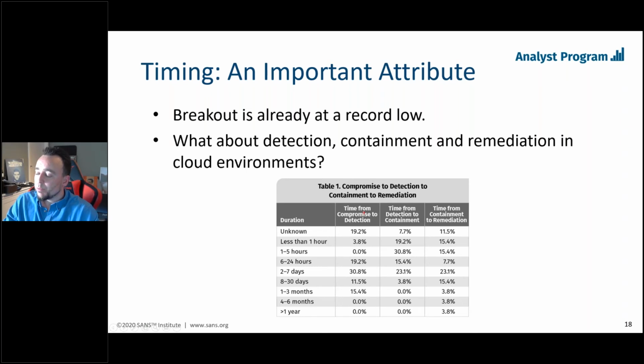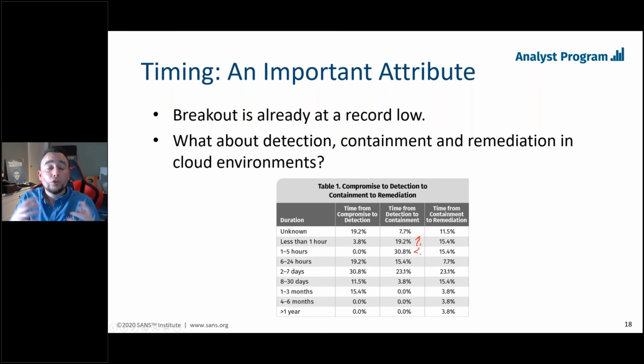So you can see that when we go from detection into containment, we're seeing that 30% of the incidents are contained after 1 to 5 hours, and less than an hour, almost 20%. I think this year is really good. I think this is different than what we see in on-prem environments, because the cloud enables us to redeploy quickly and limit the damages quickly.